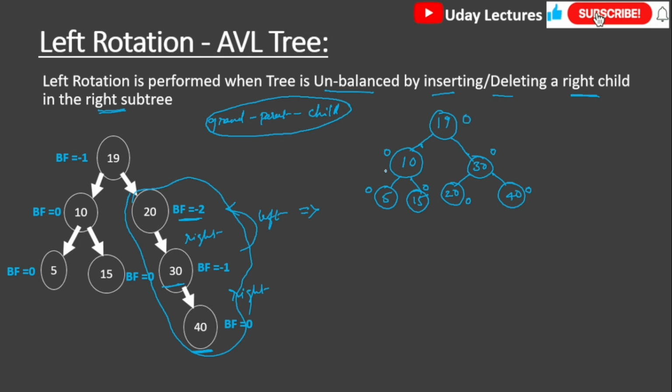So this is how left rotation is performed, and after we perform left rotation we have to check if the balance factors are within the range or not. And here the balance factors are within the range for all the nodes. So now we are done with left rotation and balancing the tree. So this was an invalid AVL tree, but now it became a valid AVL tree after performing rotation. Hope you understood left rotation.